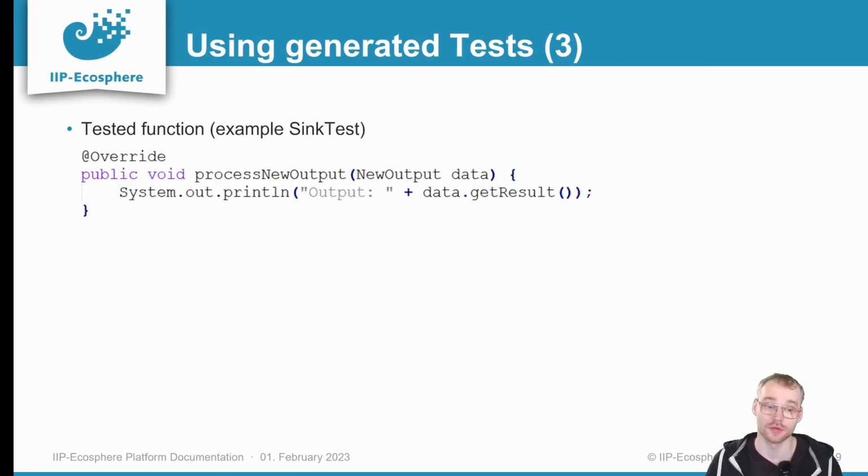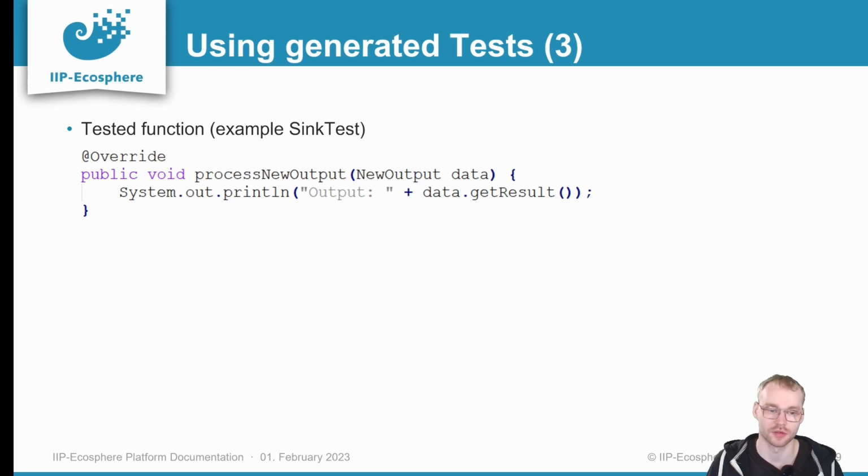What does this look like if we try it? First, let's look at the code we want to test in this moment. We have a pretty simple sync process here. So process new output is our method that receives the data on our sync service, and new output is our data interface. All our sync is doing is printing output and then the result value of the data.